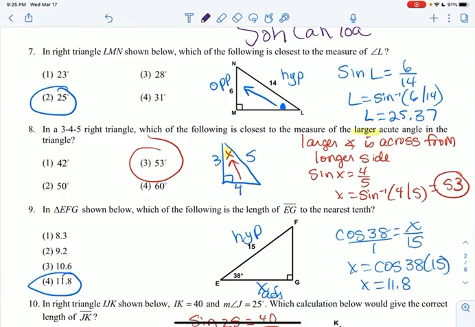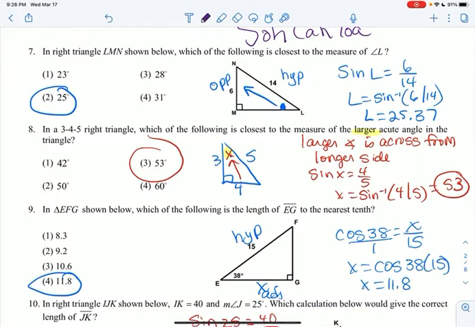The 5 has to be the hypotenuse. I want to know the measure of the larger acute angle. The larger acute angle is across from the longer side, not the hypotenuse, one of the other sides. So the 4 is the longest side that's not the hypotenuse, so the angle across from it is the angle that I'm trying to find. And then I can do sine of x if I wanted to.